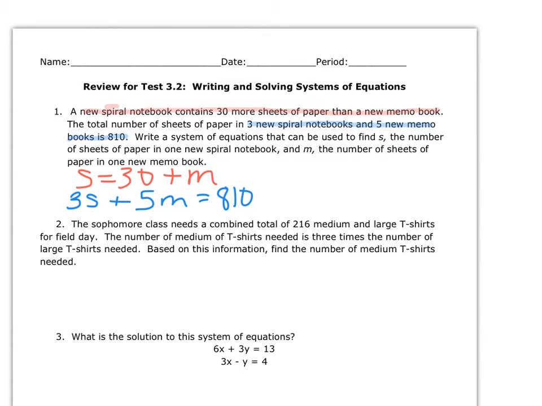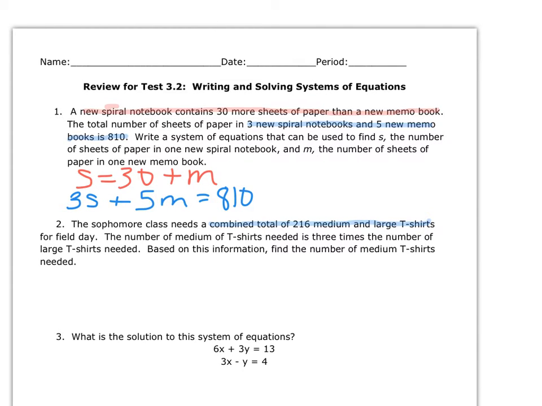Number 2 says, the sophomore class needs a combined total of 216 medium and large t-shirts for field day. The number of medium t-shirts needed is 3 times the number of large t-shirts needed. So based on this information, find the number of medium t-shirts needed. So let's start with the first sentence. Says we have a combined total of 216 medium and large t-shirts.